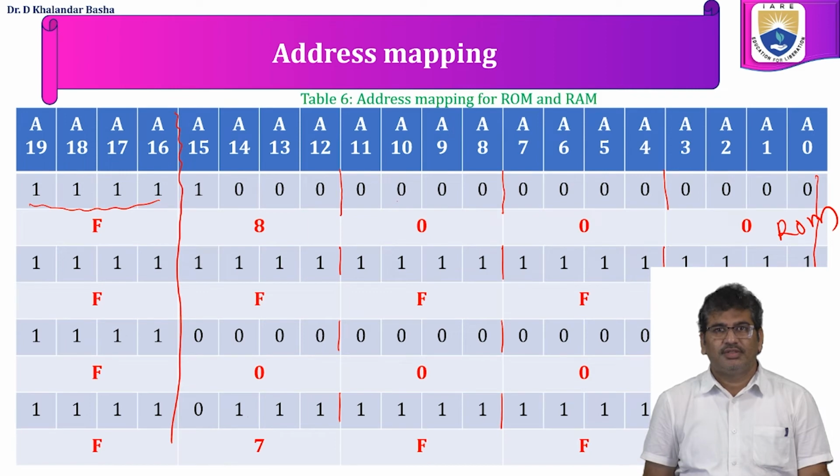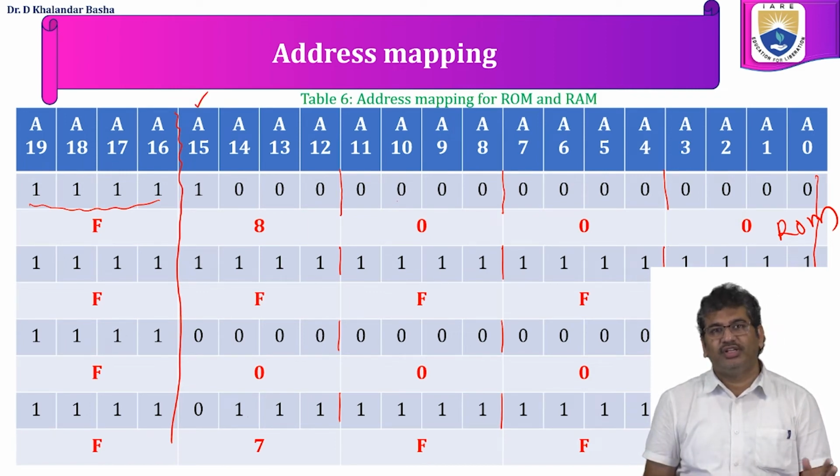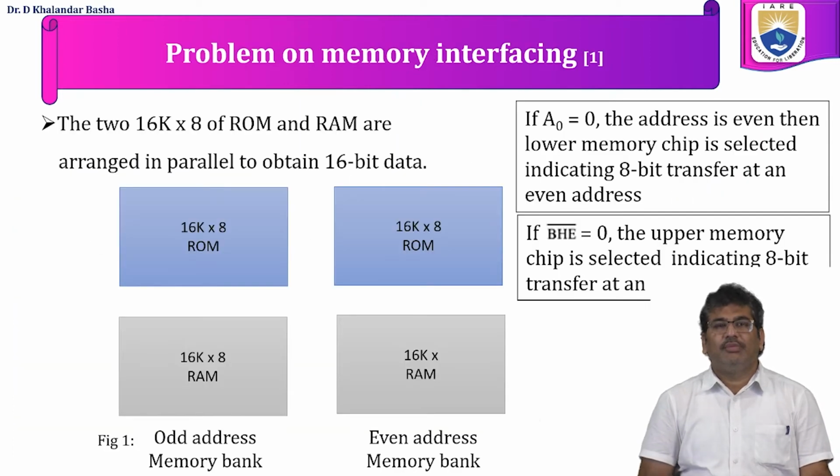From this address space, we can see that A15 is used for differentiating whether it is ROM or RAM. Next, the memory blocks, which are 4 in number, that is two 16K by 8 ROM blocks and two 16K by 8 RAM blocks. These 4 memory blocks are arranged as shown in figure 1. On the right hand side we have the even address memory bank. On the left hand side we have the odd address memory bank.